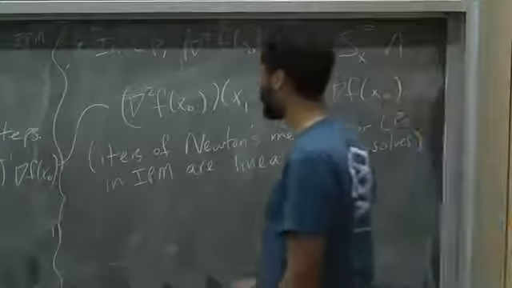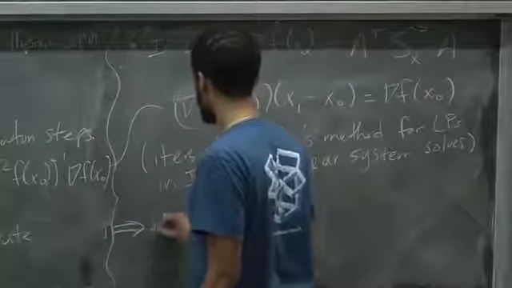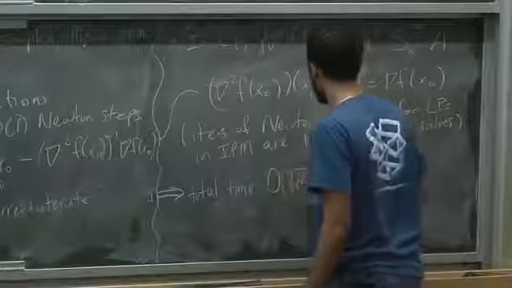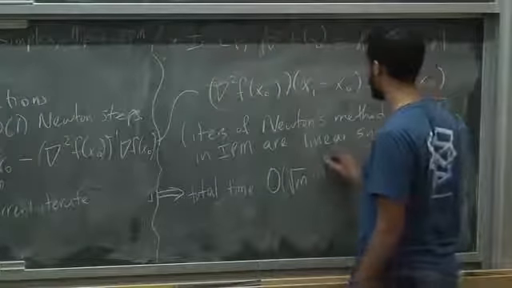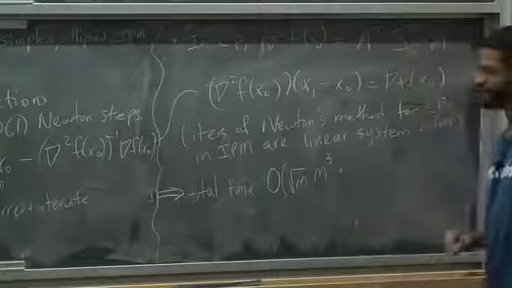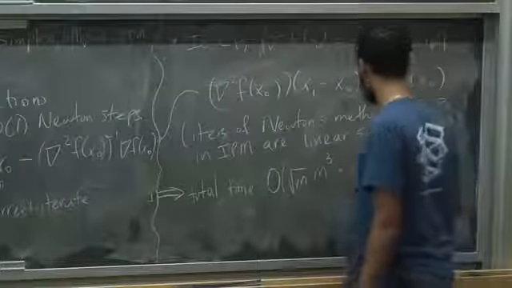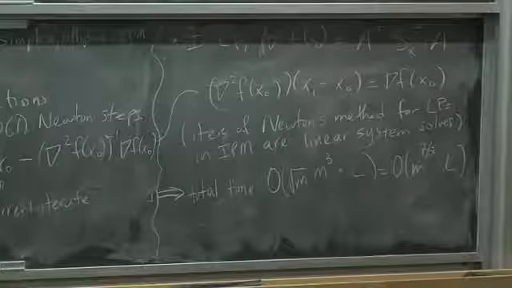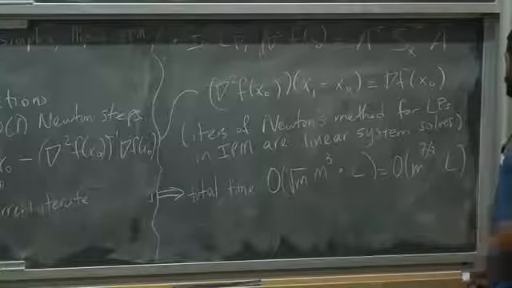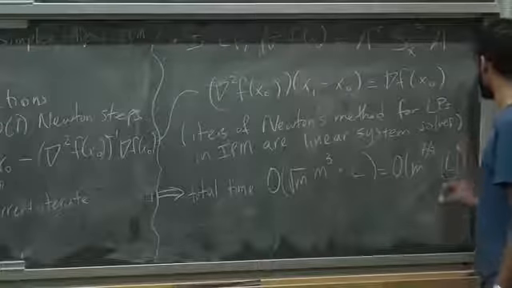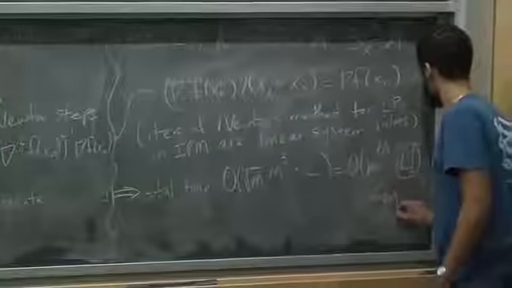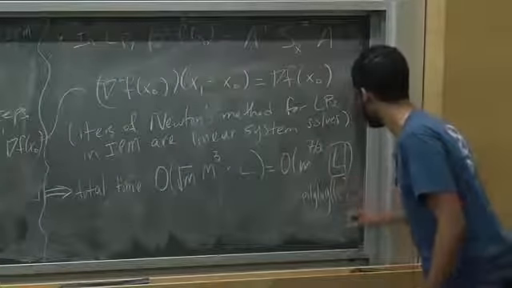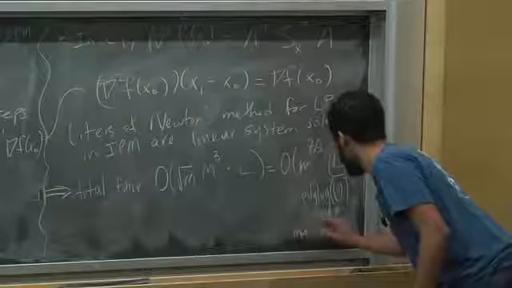So that implies the total time. Well, root m iterations, each one is a linear system solve. That's like m cubed time, or m to the omega using fast matrix multiplication, times L. So let's call that O of m to the 7/2 L. And for flow problems, you can show this L is always polylog of the maximum capacity U. This is the maximum capacity.